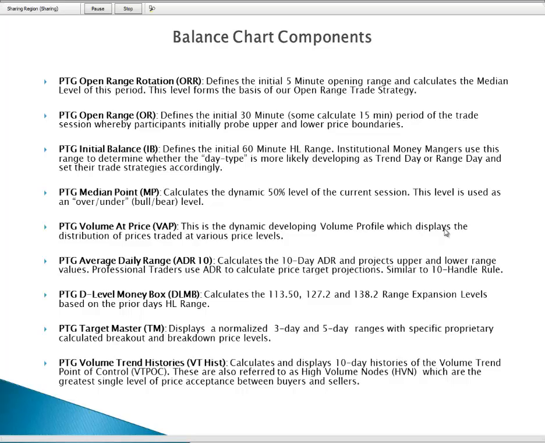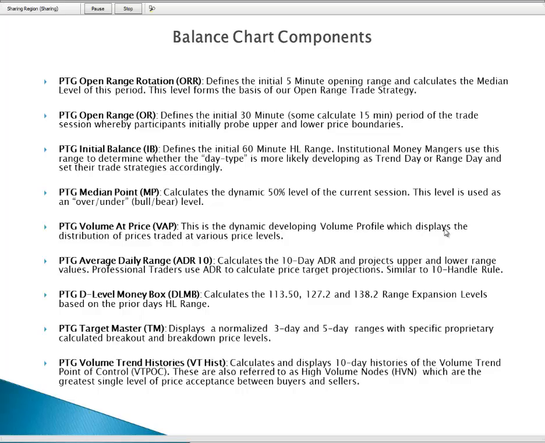All right, and so we want to be in alignment with that on a bigger picture basis. The PTG D-level money box, DLMB, is simply the static levels that we calculate based upon the prior day's range, and their expansion levels. Those levels are the 113.5%, which identifies the D level, and the zone between the 127.2 and the 138.2% range expansion is referred to as the money box, and that is of the prior day's high-low range.